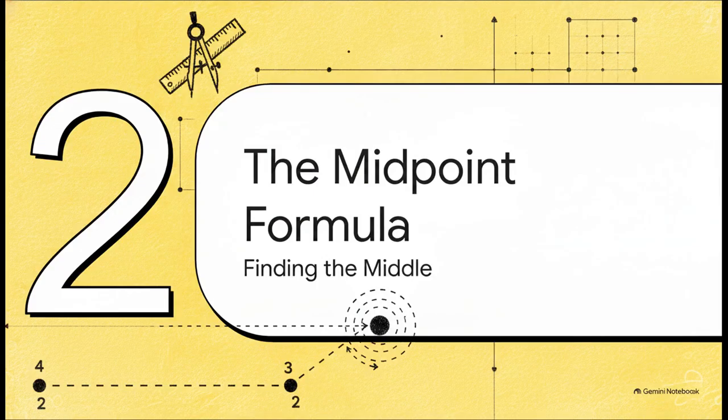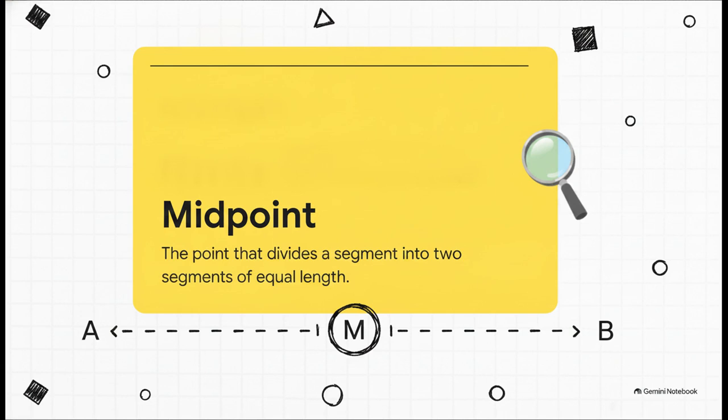Section 2. The midpoint formula, finding the middle. Now, before we start throwing any numbers or variables at a problem, let's just think about what a midpoint actually is conceptually. The midpoint is, quite simply, the exact point that divides a line segment into two equal pieces. If you have point A over here and point B over there, the midpoint sits perfectly halfway between them.